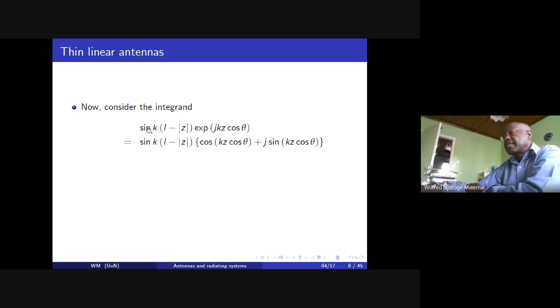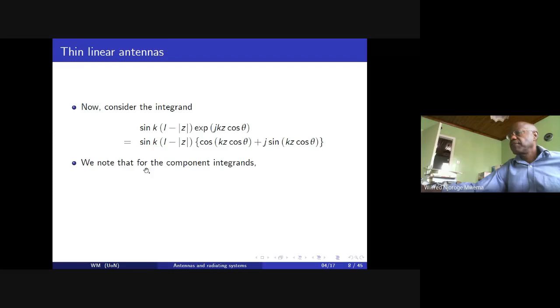That is, sine K L minus modulus Z, exponent of JKZ cos theta. We can replace this by its trigonometric form as cosine of KZ cos theta plus J sine of KZ cos theta. So we'll have sine K into L minus modulus of Z, multiplied by the cosine of KZ cos theta plus J sine KZ cos theta.